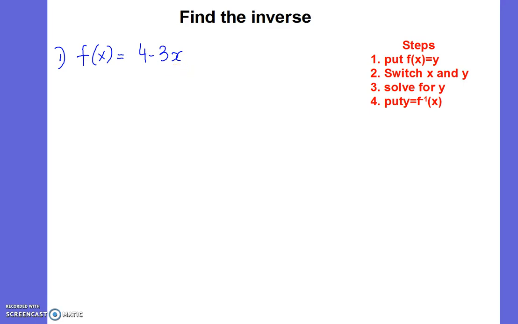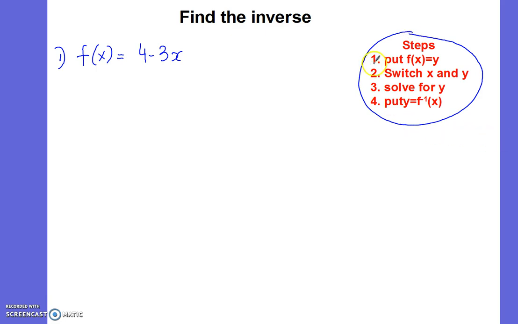Hi guys, we have to learn how to find inverse of functions in this lesson. I would encourage you guys to take notes for this. So the first question, find the inverse of the function f of x is equal to 4 minus 3x. The steps for this are given on the side over here. These are the 4 steps that we will be following, and I'll show you how to do it.